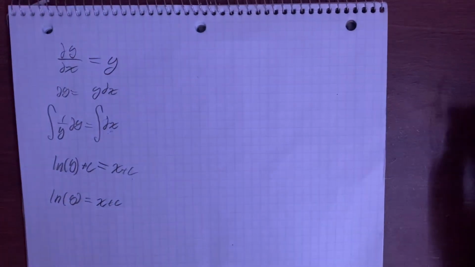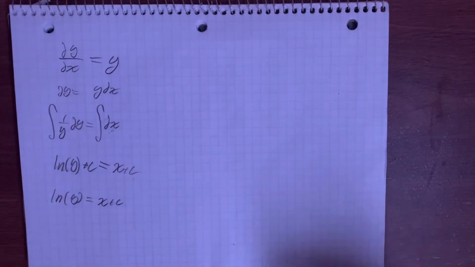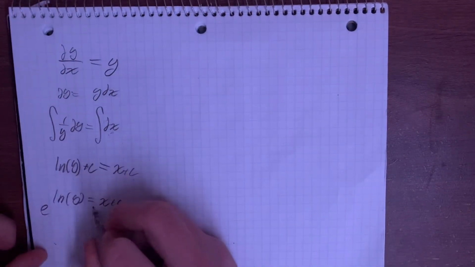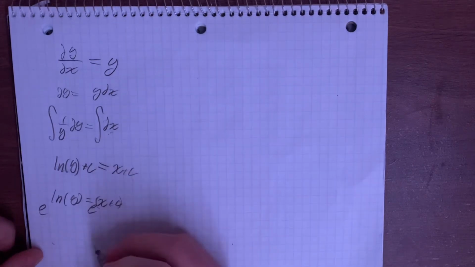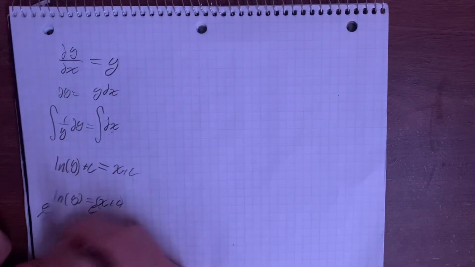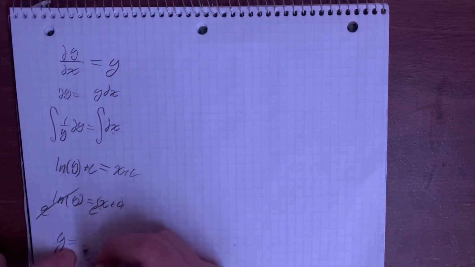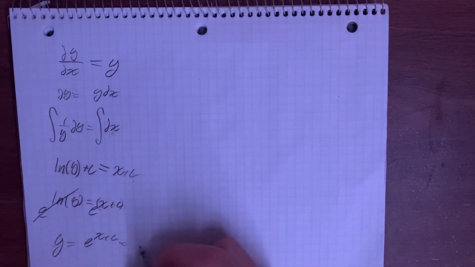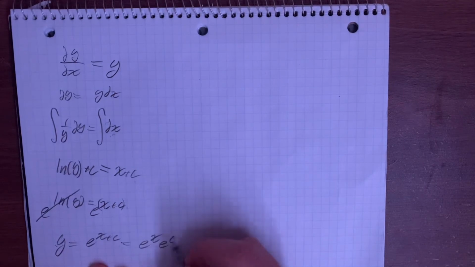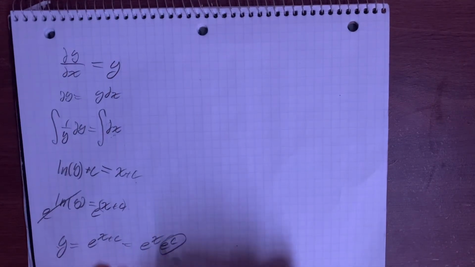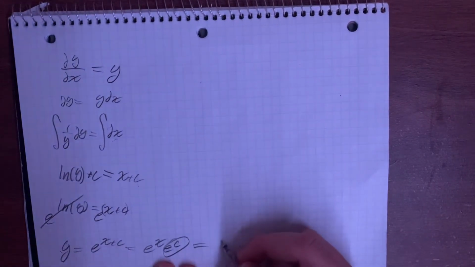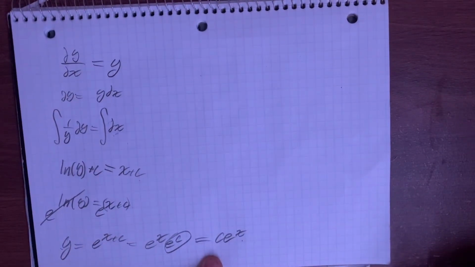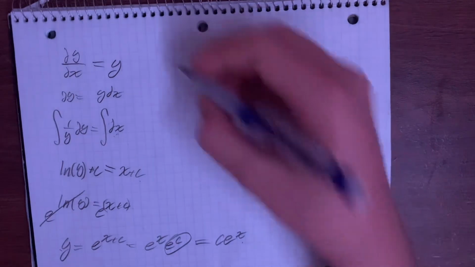So the next step here to find y is just to undo ln y. So we raise e to both sides, and then this cancels out, so we get y equals e^(x+c). Well, this is just equal to e^x times e^c, but this is just another arbitrary constant, so we can just say this is c e^x. So here we go. This is actually the value of our original function, right?